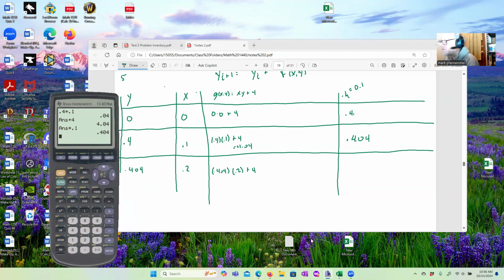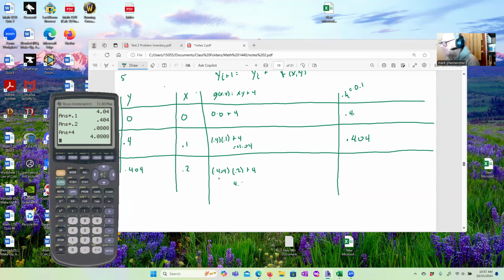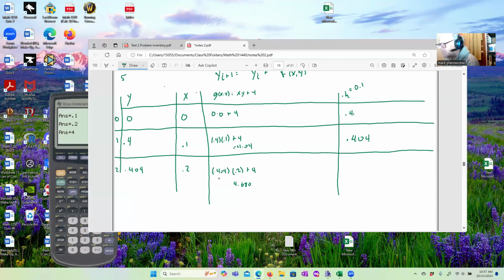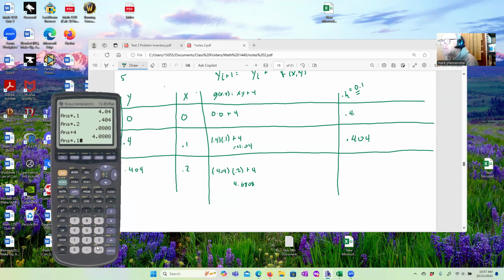So we're going to say 0.404 times 0.2 equals plus 4 equals, so this is 4.0808. Okay, and then we have to multiply it again by 0.1. Okay, so times 0.1 equals, and I got 0.40808.